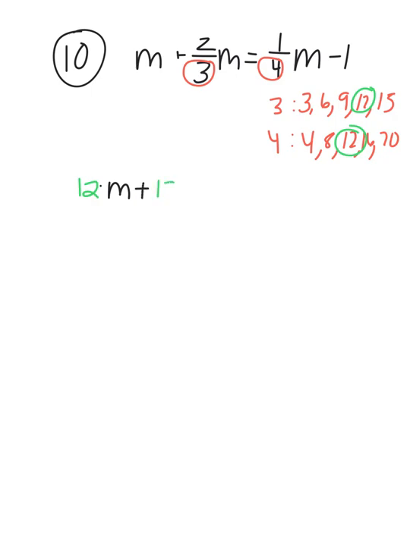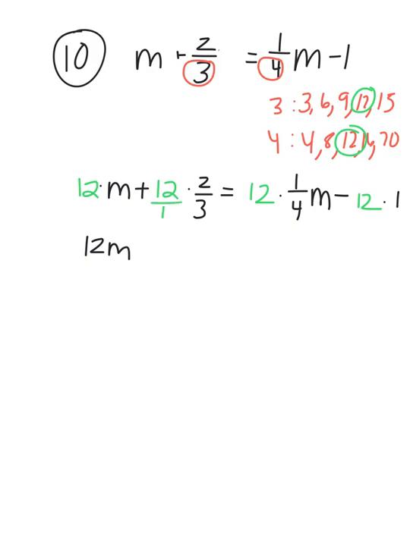So 12 times n, 12 times 2/3 m. Oops, sorry, that did not have an m attached to it in the original equation, equals 12 times 1/4 m minus 12 times 1. So I'm going to go through and do all of the multiplication. 12 times n is 12n. 12 over 1 times 2/3.